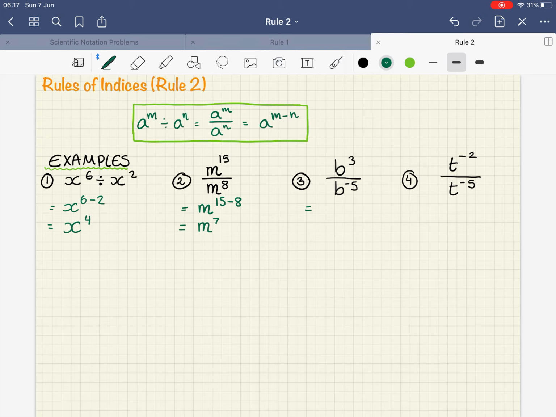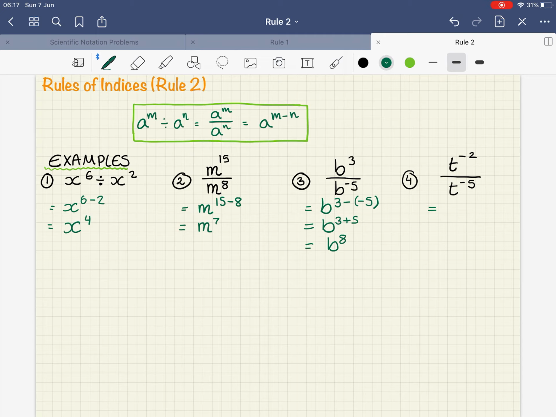Okay, on this next one, I've got b to the power 3 over b to the power negative 5. Now, if you recall, previously I've said I like to put my negatives in brackets. And the reason I do that is that it makes it really obvious when we have a double negative, which is what we have here. 2 negatives make a positive, so that is just going to be b to the power 3 plus 5 instead, which will be b to the power of 8.